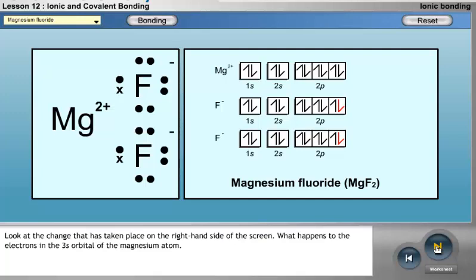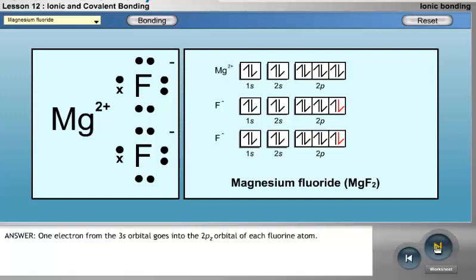Look at the change that has taken place on the right-hand side of the screen. What happens to the electrons in the 3s orbital of the magnesium atom? Answer: 1 electron from the 3s orbital goes into the 2pz orbital of each fluorine atom. Notice that the formula of magnesium fluoride is MgF2, which shows that 1 magnesium atom combines with 2 fluorine atoms.